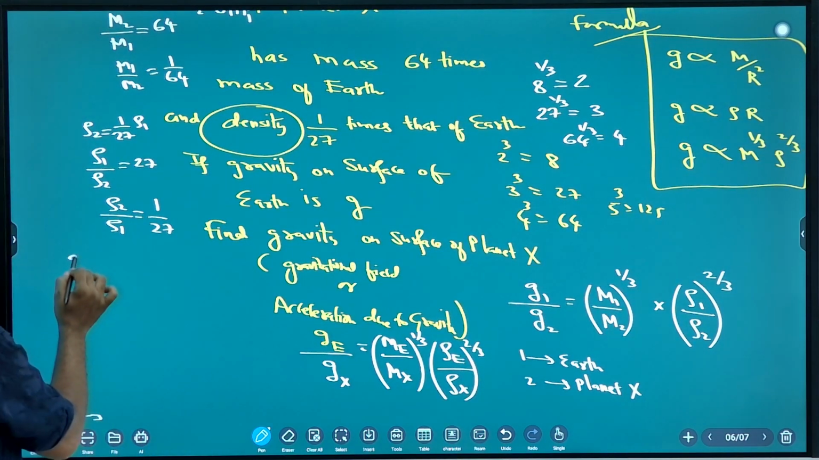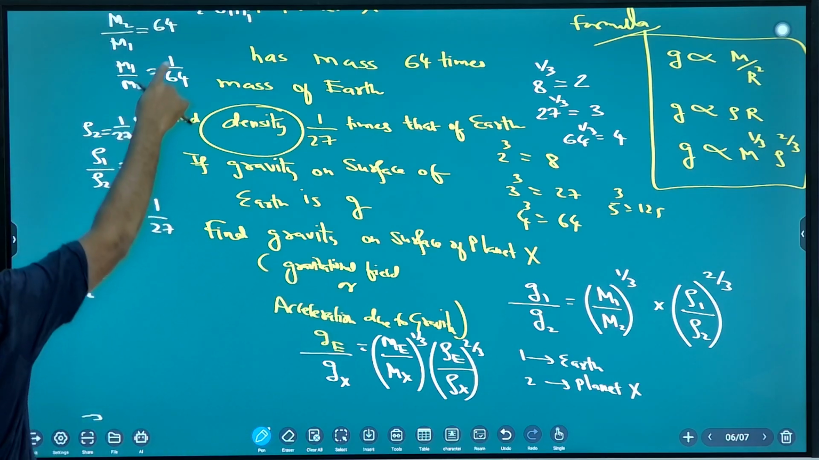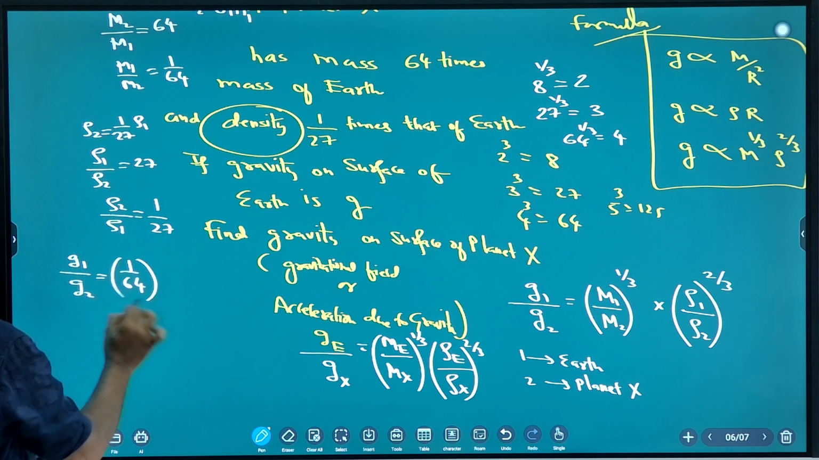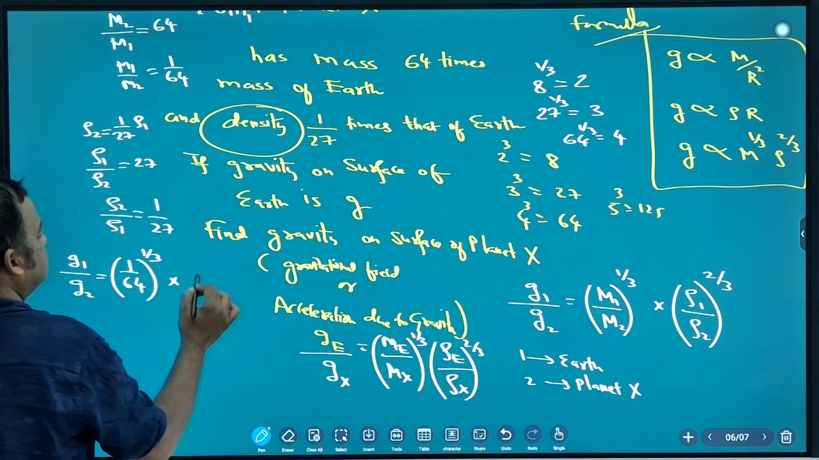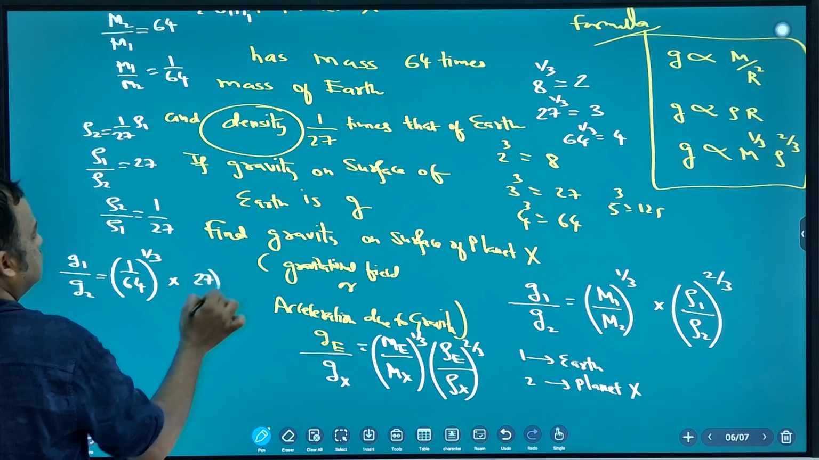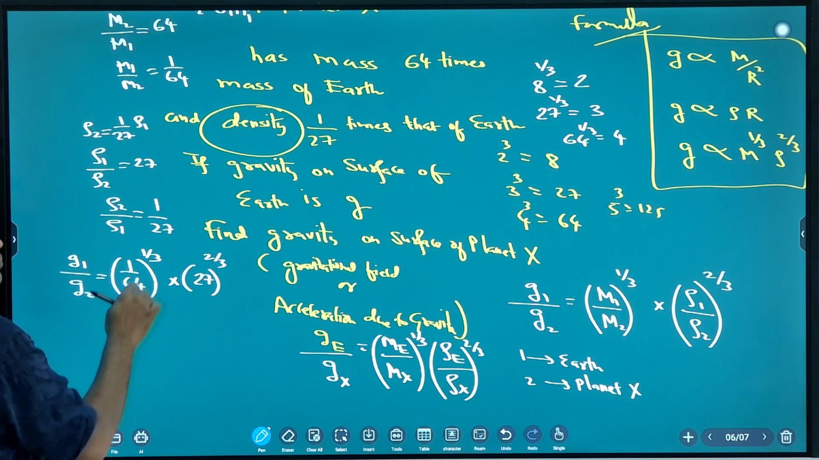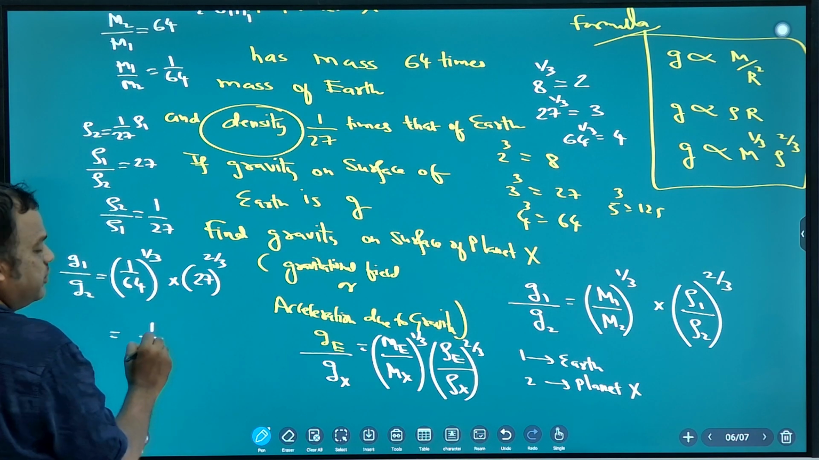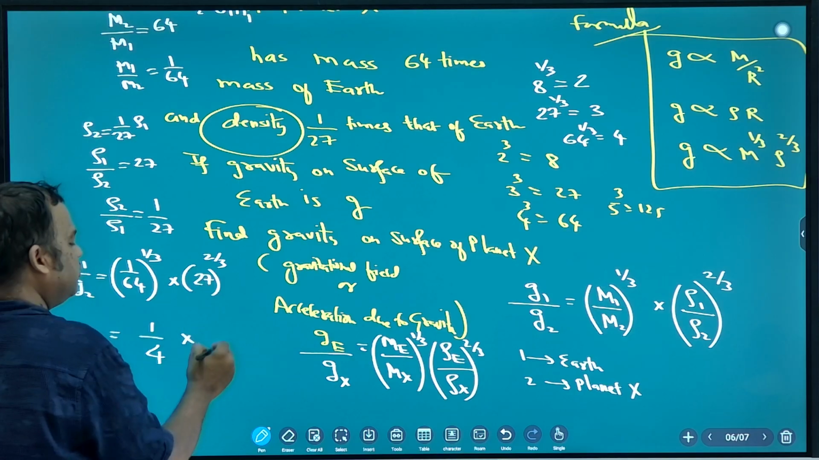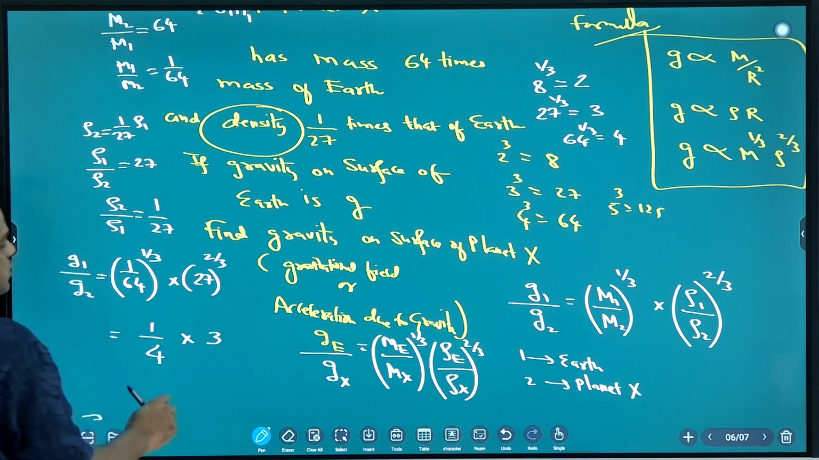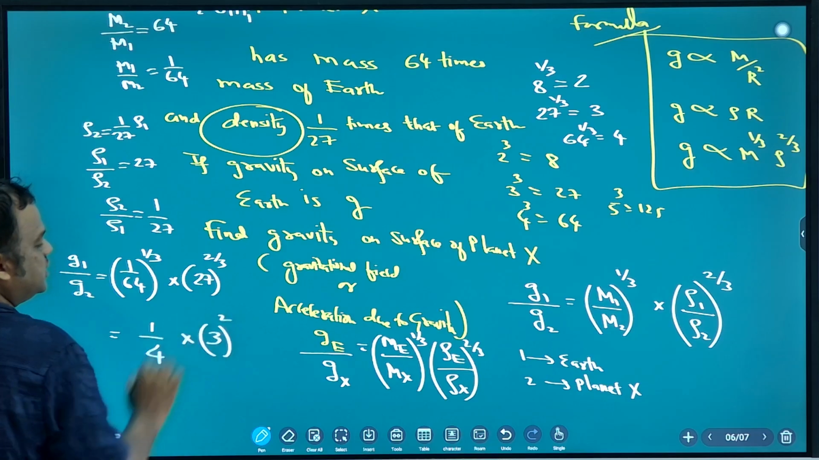So you can say G1 by G2 is equal to M1 by M2, 1 by 64 raised to 1 by 3 into rho 1 by rho 2, 27 raised to 2 by 3. So 1 by 64 cube root will be 1 by 4. 27 cube root, 3. Then square is also there. See, the square is also there. So this is 3 square. Are you getting or not?